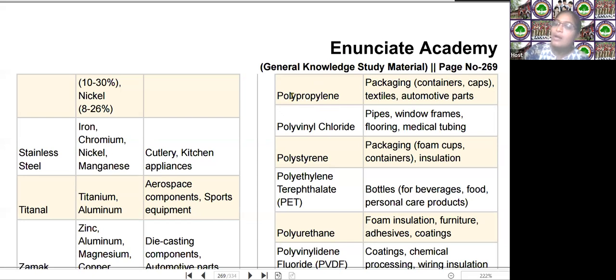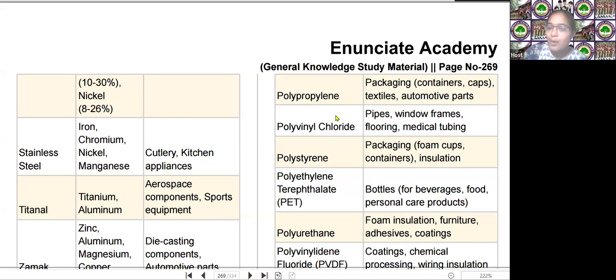And polypropylene is used in the textile industry also. Textile industry means the cloth manufacturing industry. So polypropylene is also used in the textile industry and in manufacturing of automotive parts.